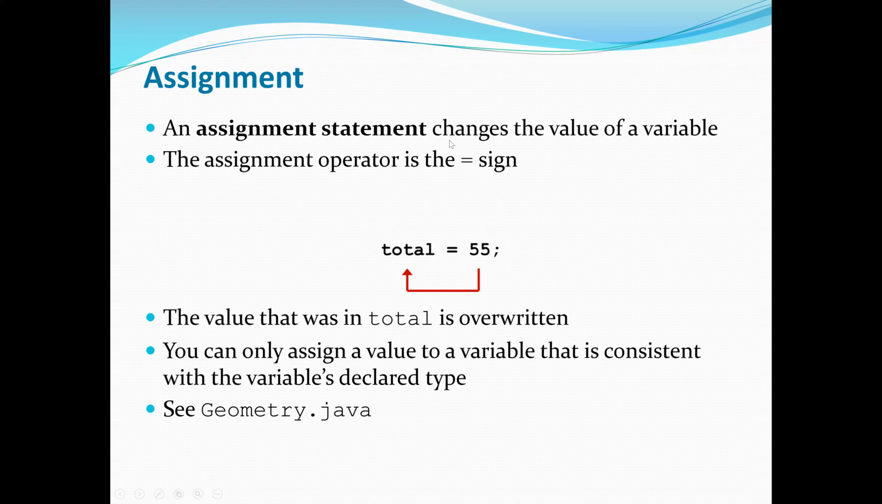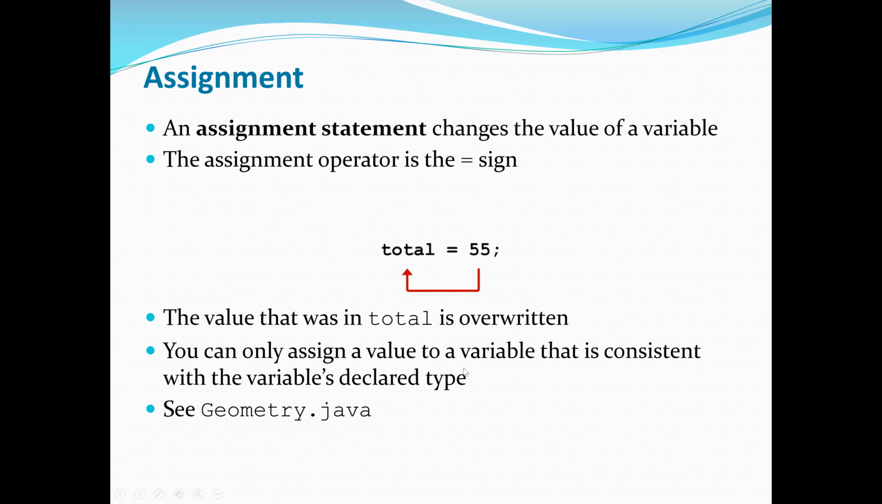So again, an assignment statement changes the value of a variable. Assignment operator is the equal sign. It's not equality. So the value that was in the total is overwritten. Here we may have a value in the total already, a whole value, let's say 500. Now when I assign 55 to total, that 500 will be overwritten, and now the new value will be 55. That's why we call it assignment operator, not equal operator.